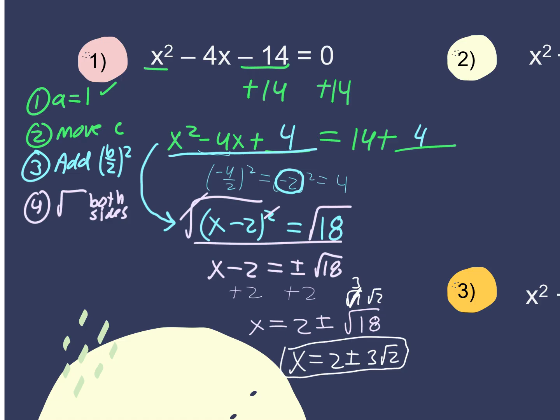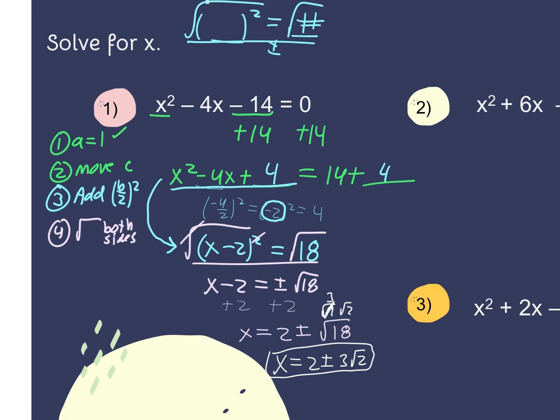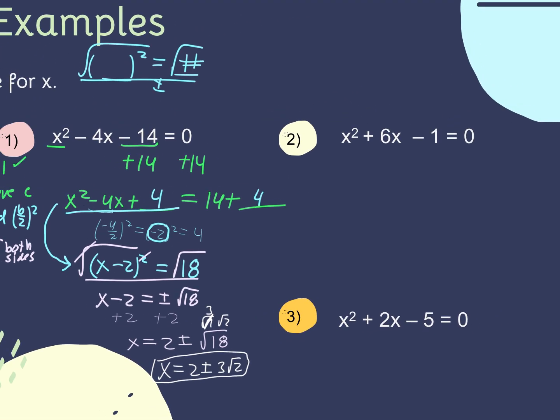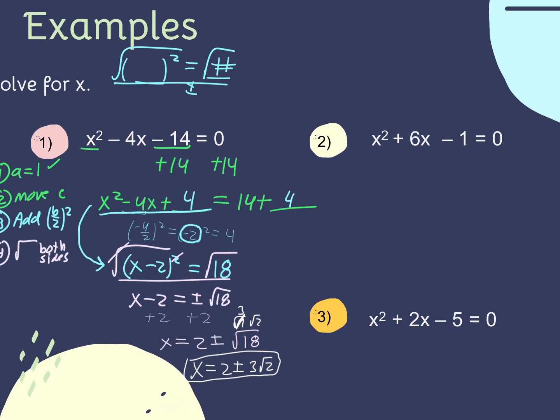Any questions so far on this one? So far, so good? Okay. So I'm going to leave that up. We'll try number 2 now. So again, the first thing I want to do, check that a is equal to 1. Is it in this case? Is there anything in front of our x squared? No, right? So I can skip that step.